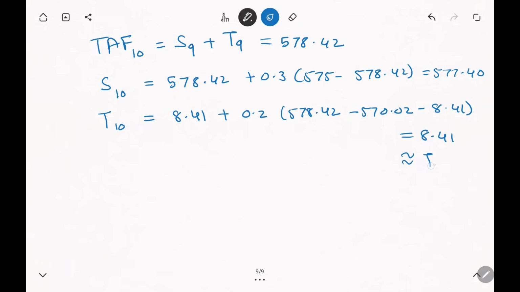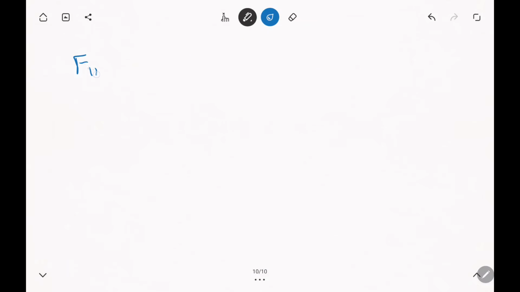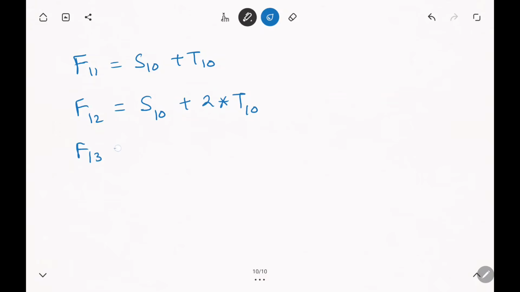Now that we have S10 and T10, forecasting future periods is very straightforward. So F11 will simply be S10 plus T10. This is 585.81. And for period 12, it will be S10 plus 2 times T10. So 577.40 plus 2 times the trend value. And for period 13, it will be S10 plus 3 times 8.41, that is 602.63.